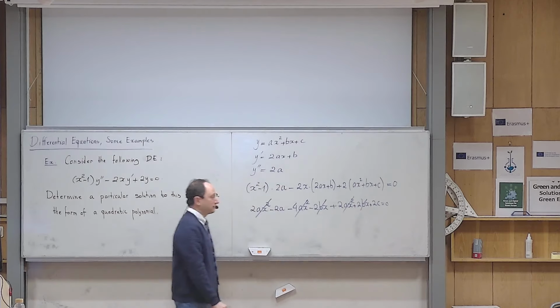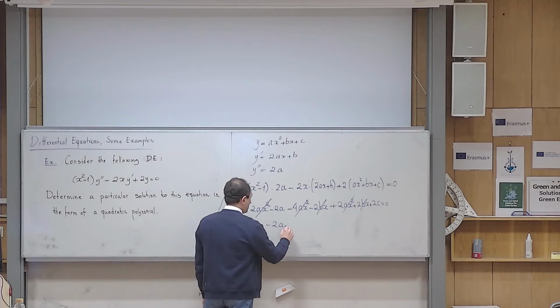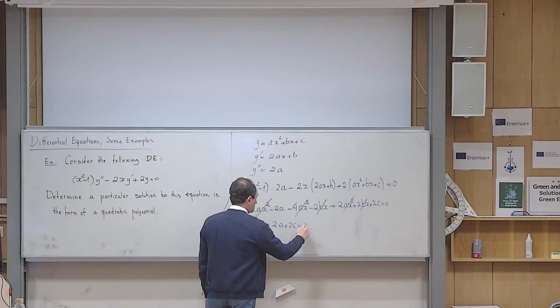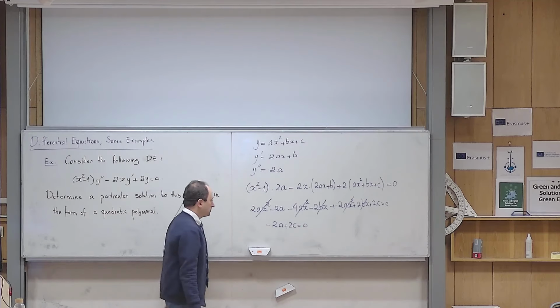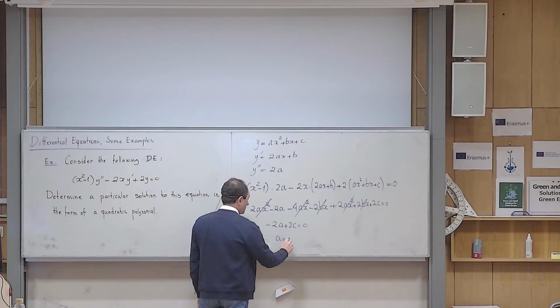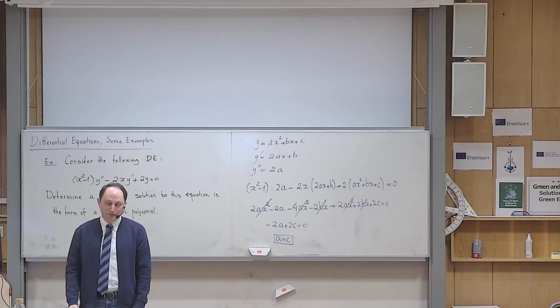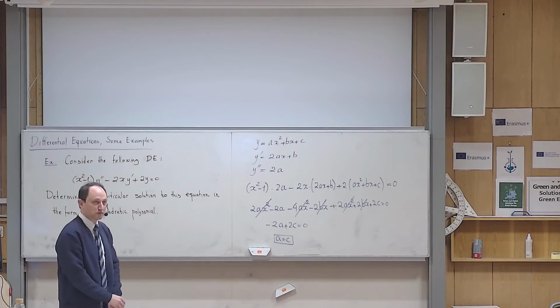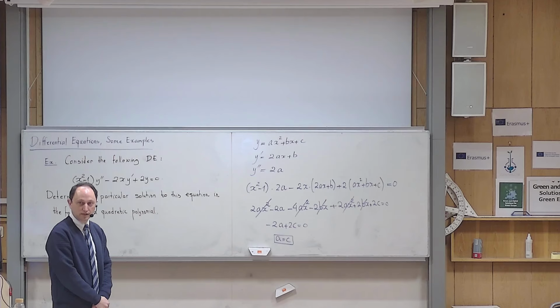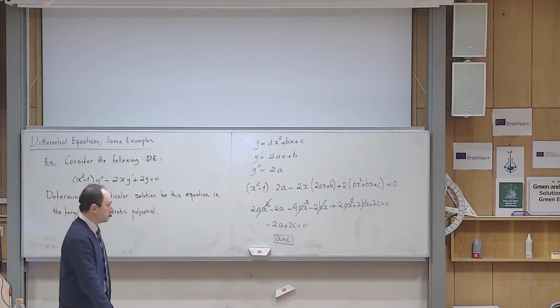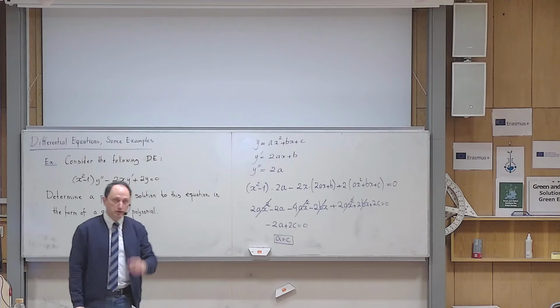So what is left is minus 2a plus 2c equals 0. So in order for this to be 0, a should be equal to c. I couldn't, to be honest, anticipate that I could find the general solution. But that is not the general solution. Why? Because there is only one constraint.